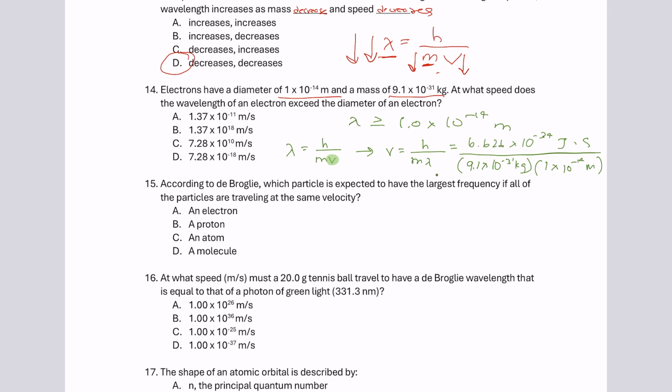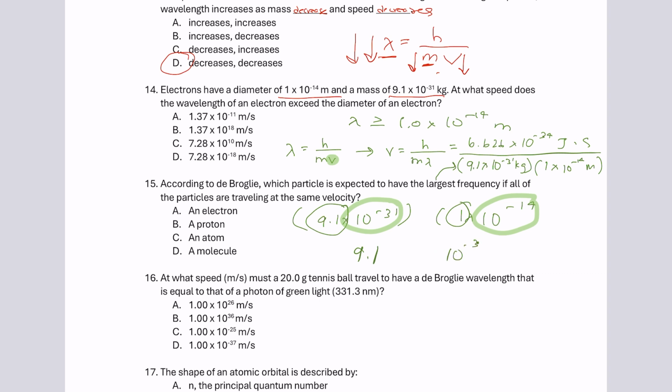Step 1 is we're going to simplify the denominator since we're multiplying two values there. So we are dealing with 9.1 times 10 to the minus 31 multiplied by 1 times 10 to the negative 14. We'll deal with the number values first. 9.1 times 1 is just 9.1. Now we'll deal with the exponents. We have 10 to the negative 31 multiplied by 10 to the negative 14.